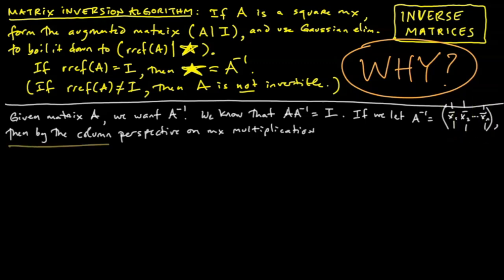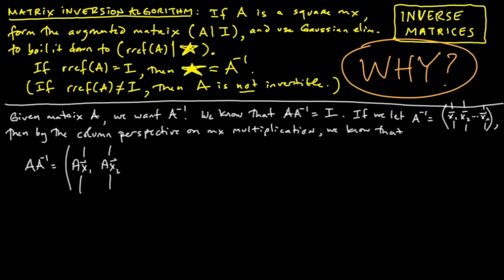If we do that, then by the column perspective on matrix multiplication, we know that A times A inverse is going to be a matrix whose first column is A times the first column of A inverse, and whose second column is A times the second column of A inverse, and so on and so forth, all the way down to the last column, which will be A times the nth column of A inverse. You can review that column perspective on matrix multiplication if you need to. Okay, so far so good, but does this help us, or is this just introducing some new symbols?